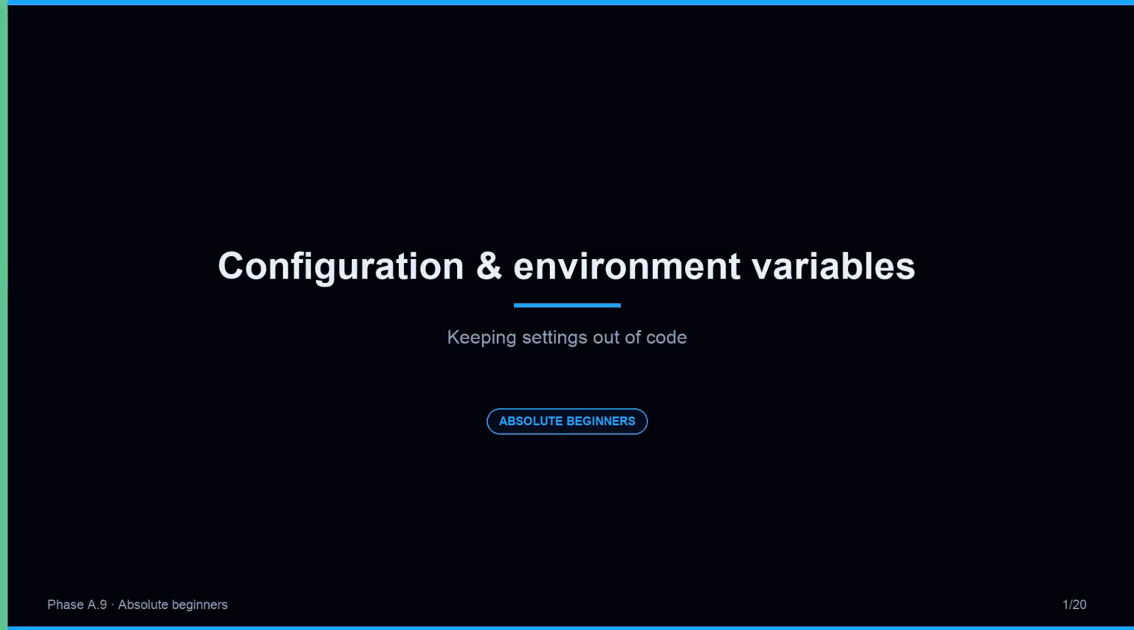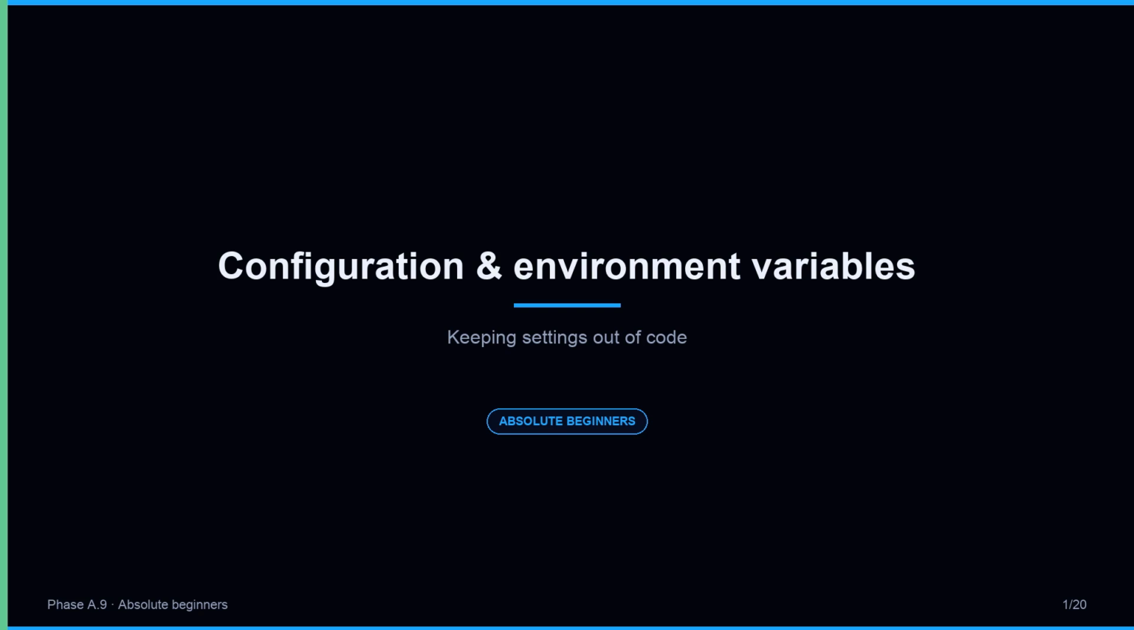Real programs read settings from outside: an API key, a file path, a feature flag, a database URL. When you hard code these, the same code cannot run in two environments. When you read them from the environment, the code stays identical and only the settings change.